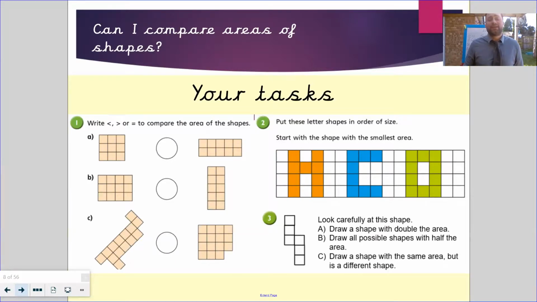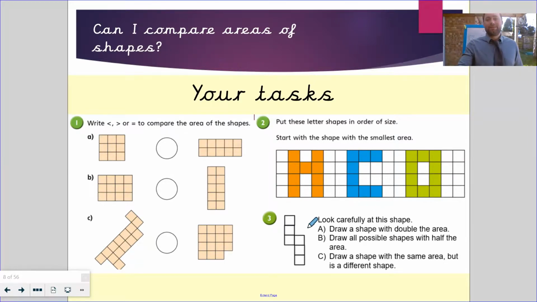Now, here are your independent tasks for today. What you need to do is, number 1, write greater than, less than, or equal to, to compare the areas of these shapes on the side here. For part 2, use the letters to put the shapes in order of size. Start with the shape that has the smallest area. So you need to work out the area of all these shapes.